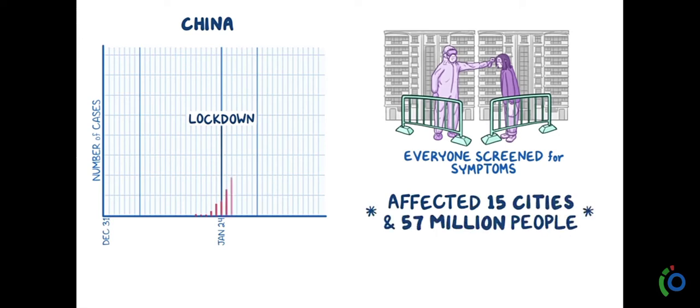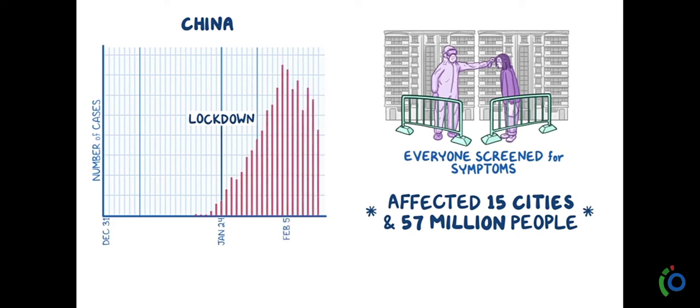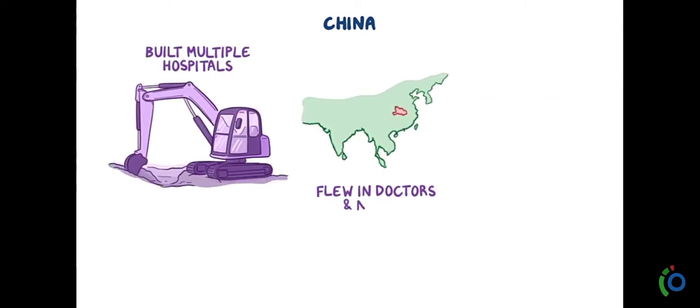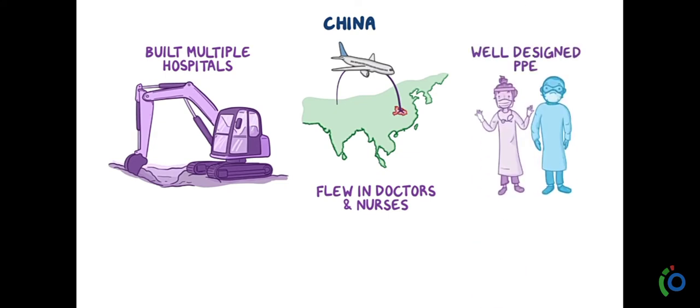The measures were swiftly enacted and strictly enforced, and 12 days later, on February 5th, the exponential growth broke, and the number of new cases started to fall off. Meanwhile, given how many cases there already were at that point, China made efforts to raise the line. They built multiple hospitals dedicated to COVID-19 patients, and flew in doctors and nurses from less affected regions of the country to staff these hospitals, and kept them protected with well-designed PPE that covered them from head to toe.